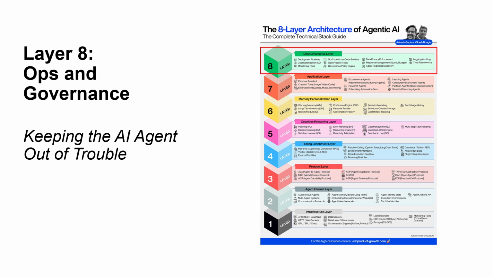Governance may feel boring, but it's mission critical. Think compliance, monitoring, and trust. Enterprises won't adopt AI agents without strong controls. The cost of bolting this on later is enormous, so bake it into your roadmap from day one.